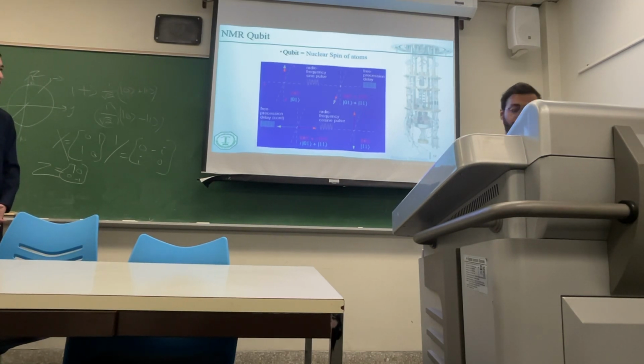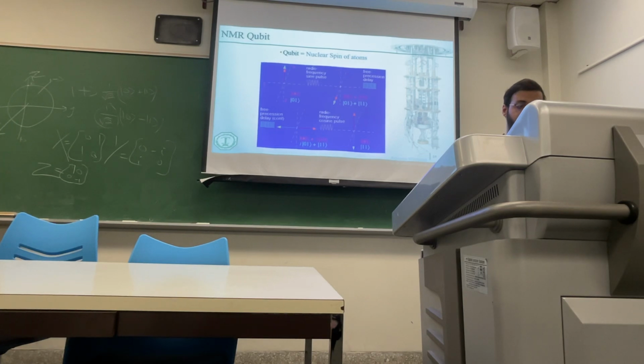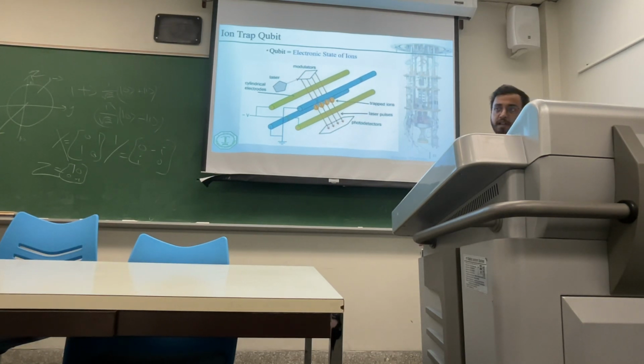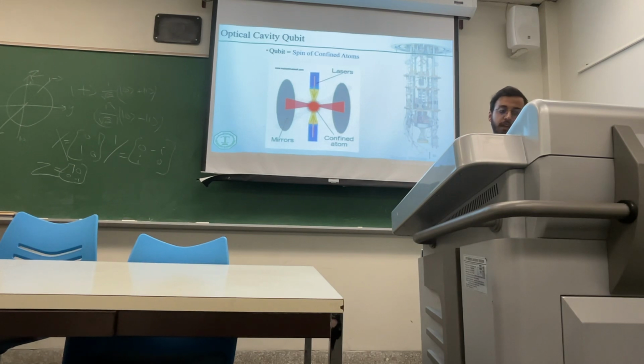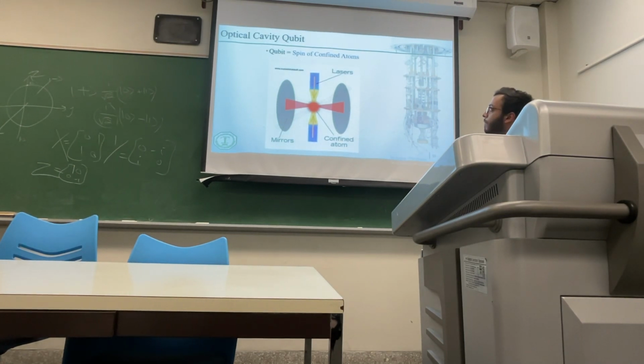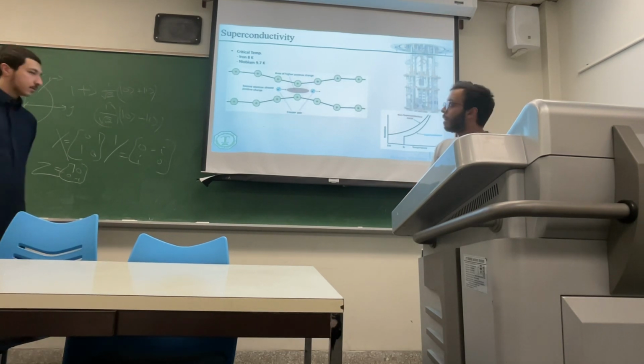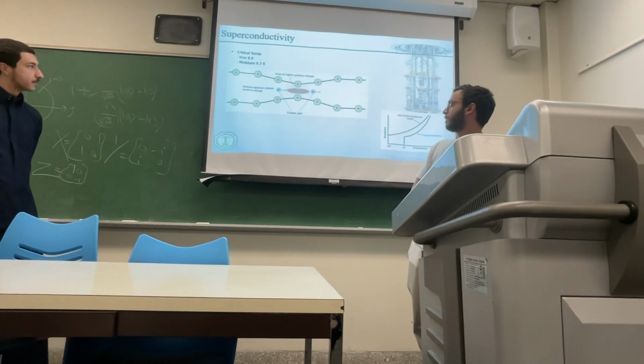We're passing by these very quickly because we're going to focus mainly on the superconducting qubits, which we will expand upon. The ion trap qubits are also postulated as possible physical realizations of qubits. We also have the optical cavity qubits. And finally, before we introduce the superconducting qubits, let's just talk a little bit about superconductivity.